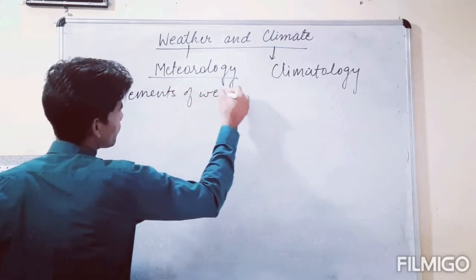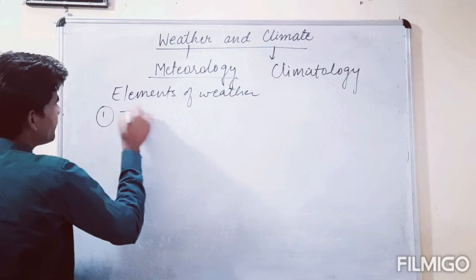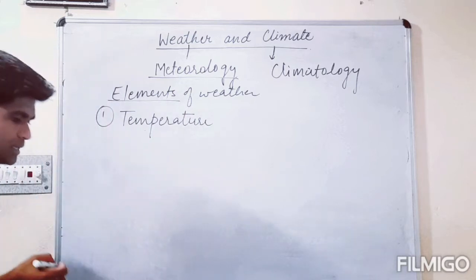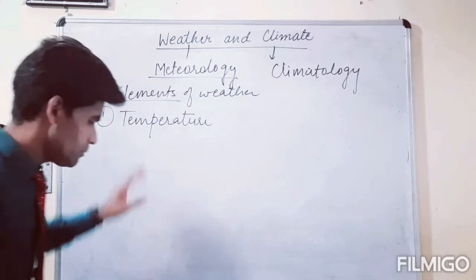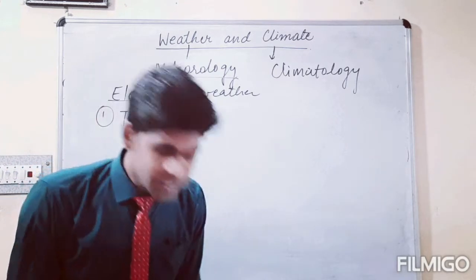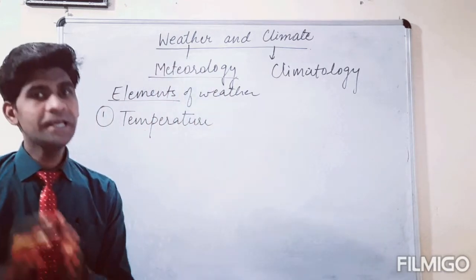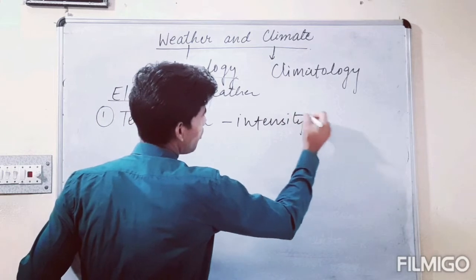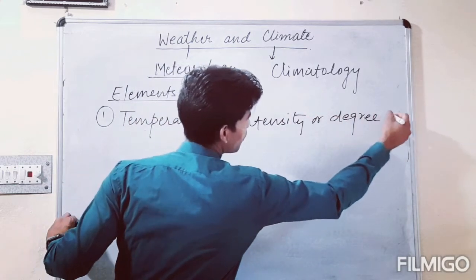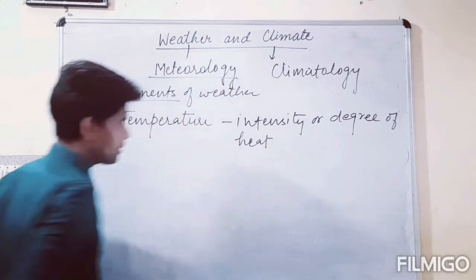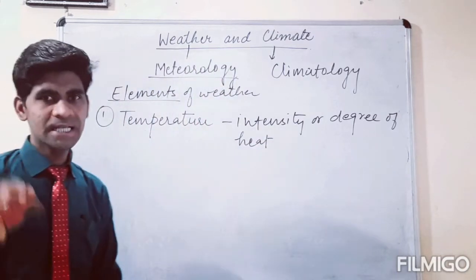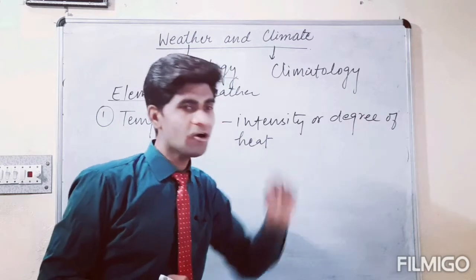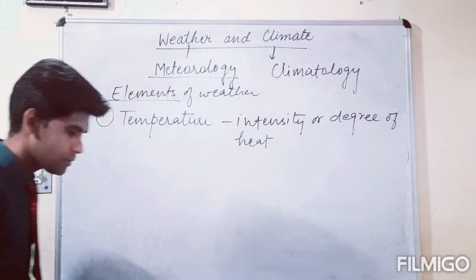Elements of weather. The very first element of weather is temperature. Temperature is the term used to express the intensity or degree of heat. We all know that we measure temperature in degrees Celsius or degrees Fahrenheit. That is why it is the intensity, or the degree, of heat.